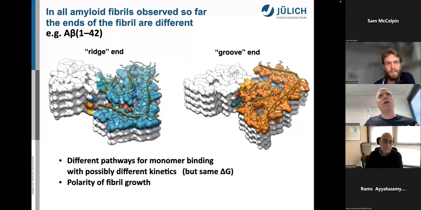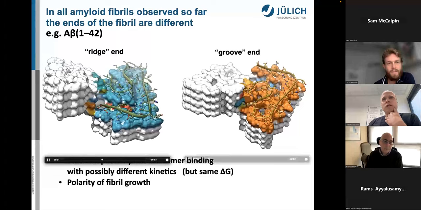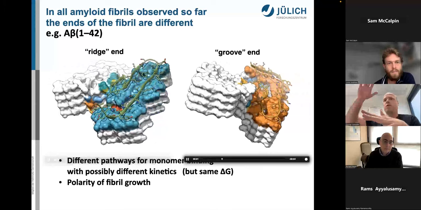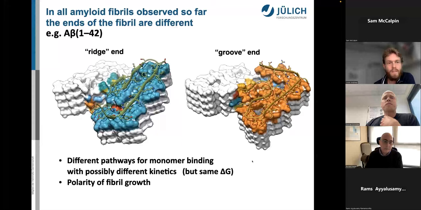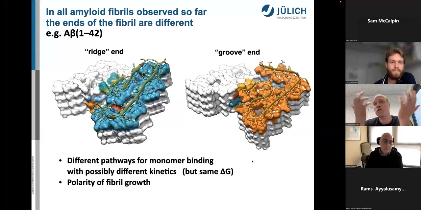In all amyloid fibrils, at least as much as I am aware, in all amyloid fibrils that have been observed so far, the ends of the fibrils are different. So this is an example of our A-beta-42 structure. Those are the two different ends. We call this the ridge and the groove end because one is a bit indented and the other one sticks out a little bit. And so that means that the binding to the different ends is also different. There must be different pathways from the monomer to bind to the fibril end. If the structure of the end looks different, the pathway is different, and the kinetics could possibly be different. And that means you get a polarity of the fiber growth.